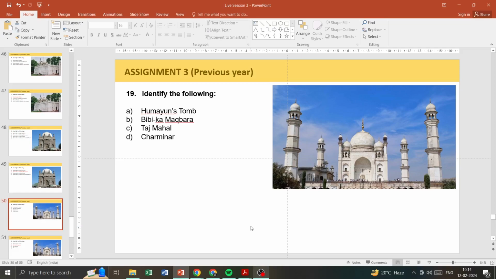So our options here were Humayun's tomb, which we know what it looks like, Taj Mahal, Charminar, and Bibi Ka Maqbara. So the answer is Bibi Ka Maqbara, which translates to tomb of the lady. It is located in Aurangabad, and it was built by Aurangzeb. And it bears a resemblance to the Taj Mahal, which was the mausoleum of Aurangzeb's mother, Mumtaz Mahal, built by his father Shah Jahan.